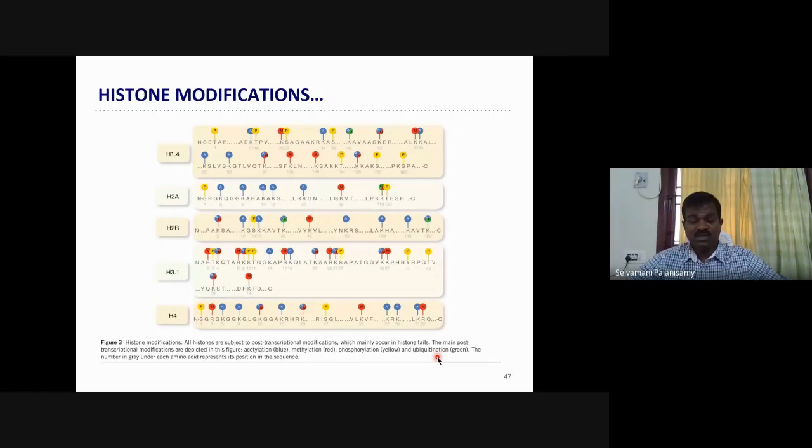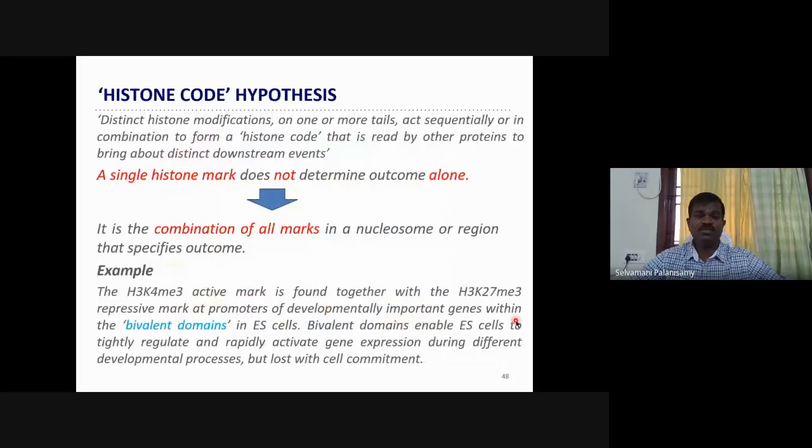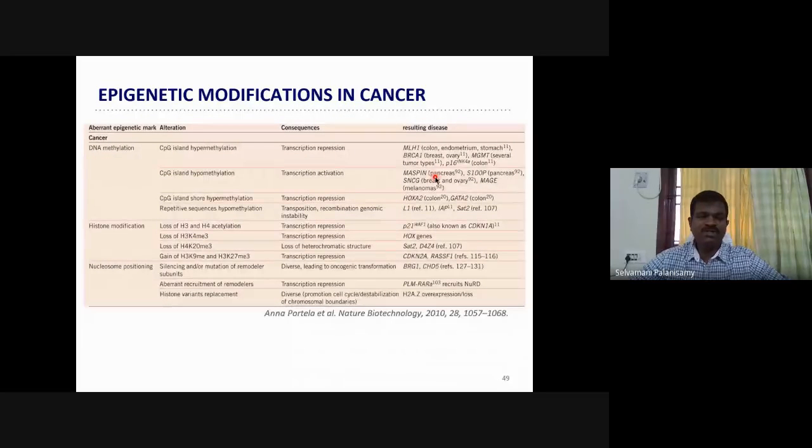So histone modifications are very important in cancer genesis or tumorigenesis. A histone mark does not determine the entire outcome. A single histone will not impact it, but the combination of all the histones and their marks in a nucleosome determines the outcome. Therefore, we need to preserve the histone population. And then the epigenetic modifications that were reported in the cancerous condition with respect to DNA methylation, histone modification and nucleosome positioning, and various specified disease or classified conditions of cancer.